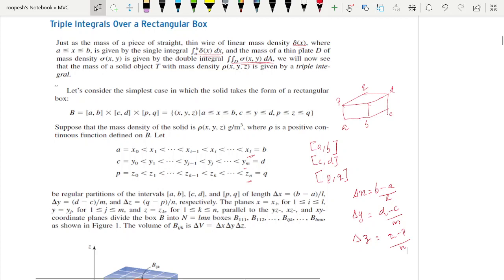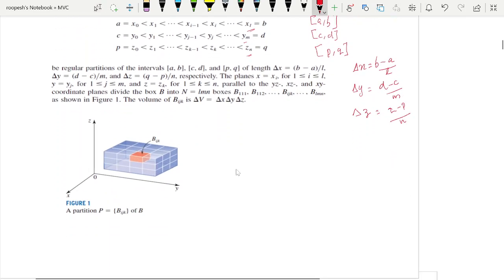Now these are going to be your intervals. We will say that there are LMN boxes altogether: B111, B112, Bijk, up to BLMN, the last one. Now each of these has volume delta V equal to delta x into delta y into delta z.